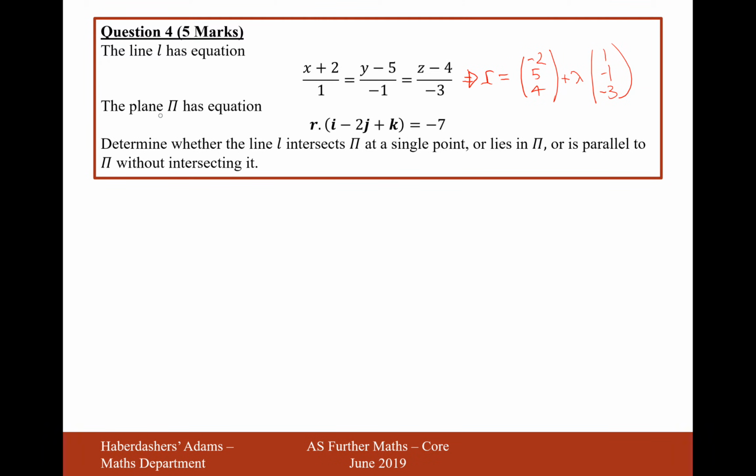Okay, so that's better, and the plane has equation, in fact, I'm going to rewrite this as well. It's going to be rewritten as x minus 2y plus z equals minus 7. So that's a better way of writing a plane there. Determine whether the line L intersects pi at a single point, or lies in the plane, or is parallel to the plane without intersecting it.